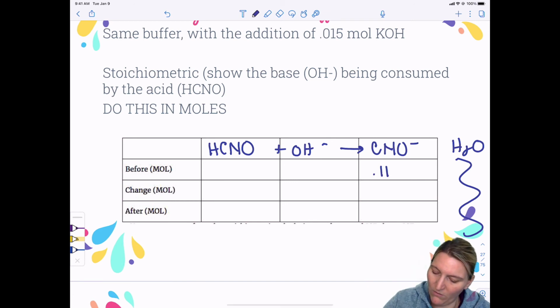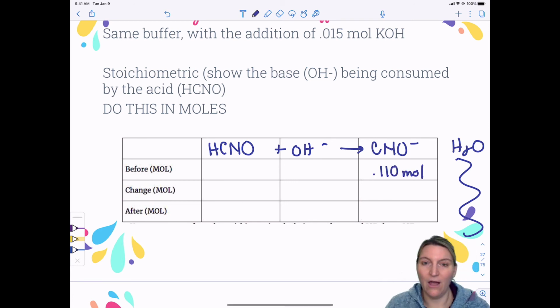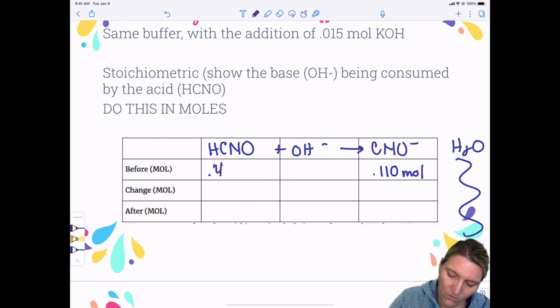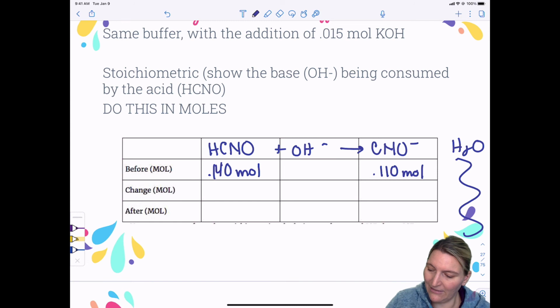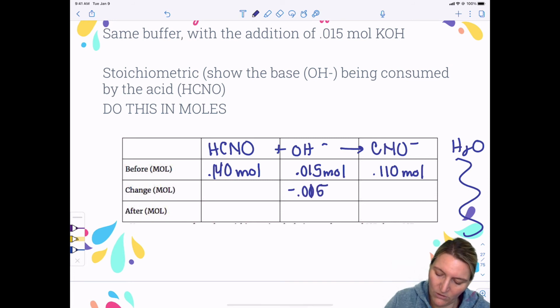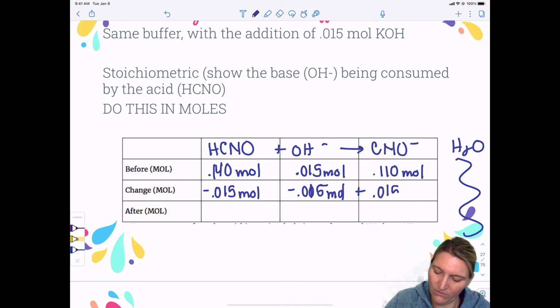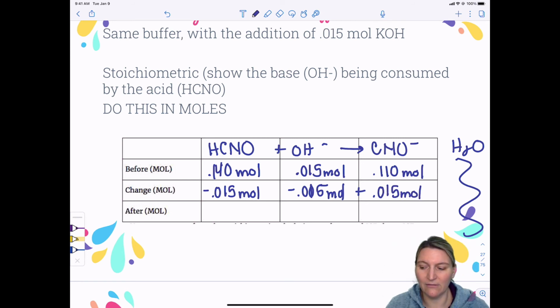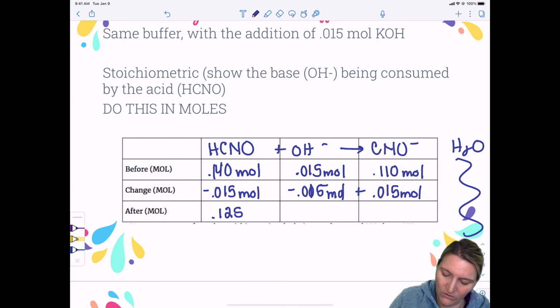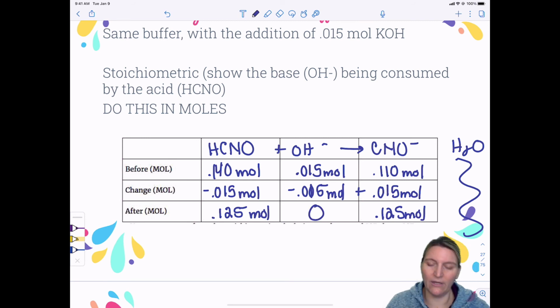What do we start with? 0.110 moles of the conjugate base, 0.140 moles of the weak acid, and 0.015 moles of that strong base. The strong base gets completely consumed by my weak acid. And it will produce that same 0.015 moles of the conjugate base. Both of these come out to be 0.125 moles. And of course, I use up all the base that's added, so that turns out to be 0.